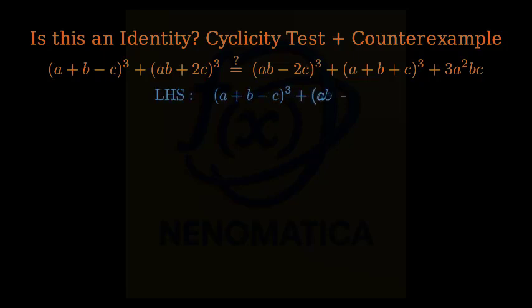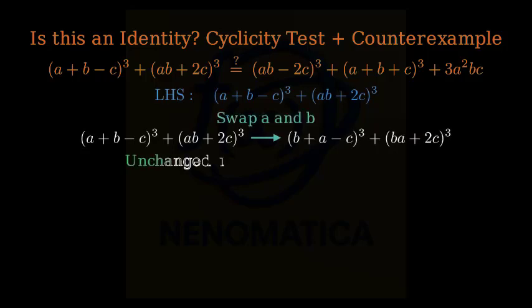Step 1. Check cyclicity in A and B. Look at the left side: (a + b - c) cubed plus (ab + 2c) cubed. If we swap A and B, nothing changes because a + b equals b + a and ab equals ba. So the left side is cyclic, or invariant, under swapping A and B.